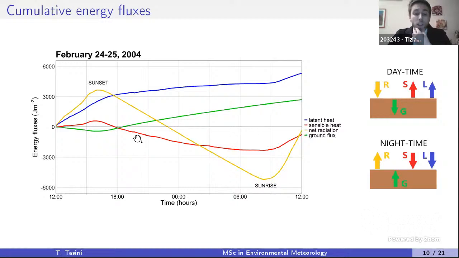The cumulative ground heat flux, the green line, is positive after 6 p.m. So the ground releases heat towards the atmosphere, and the cumulative sensible heat flux, the red line, is negative, so after 6 p.m.